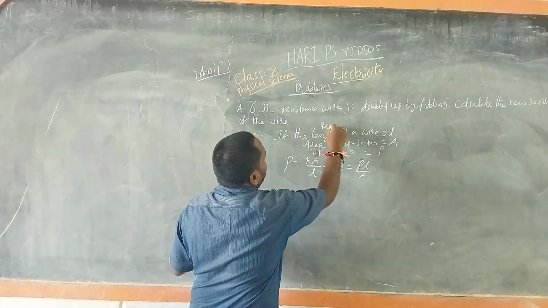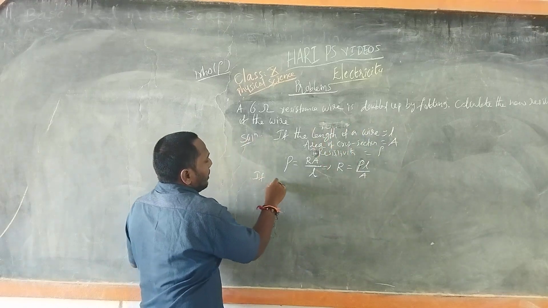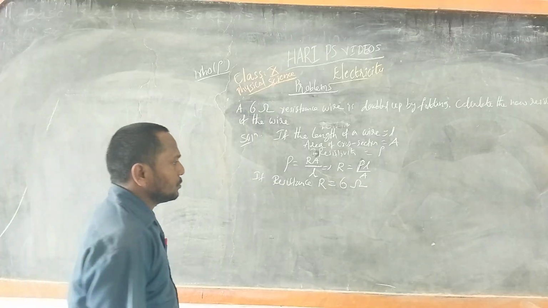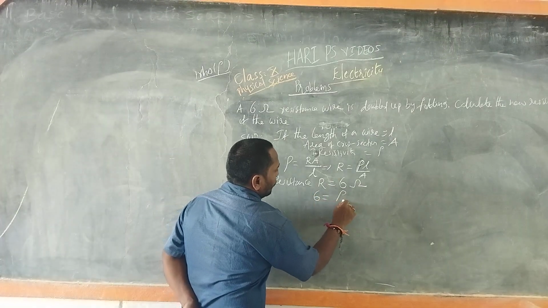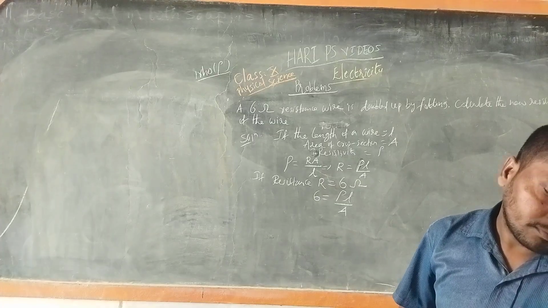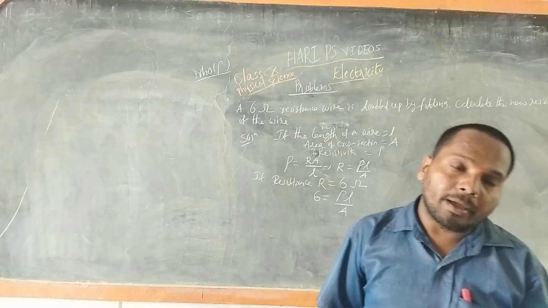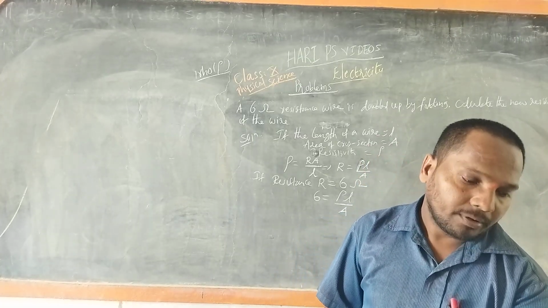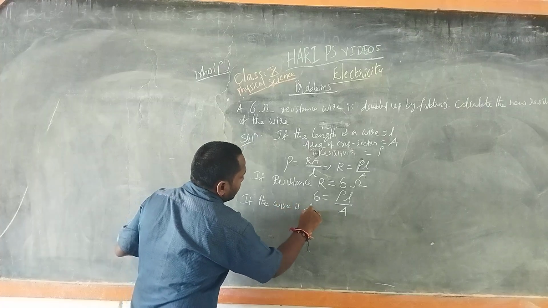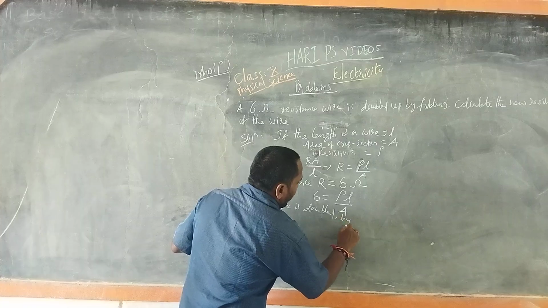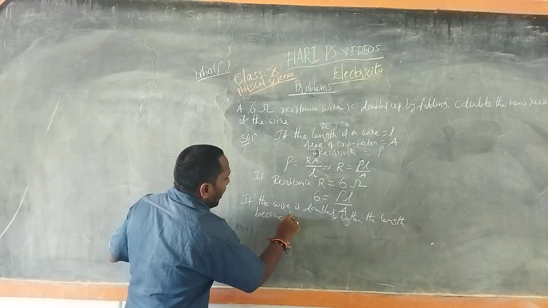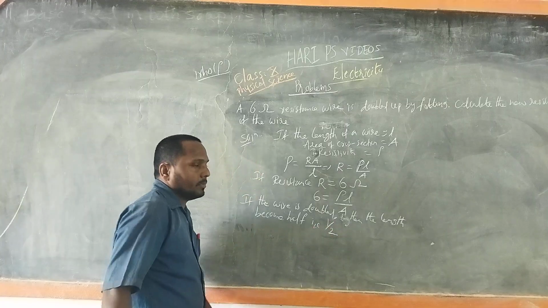So in the problem, given resistance R is equal to 6 ohms, substituting the value, 6 is equal to rho L by A. Now, when this wire is doubled up by folding, its length becomes half. The length will become half if the wire is doubled, that is 1 by 2.